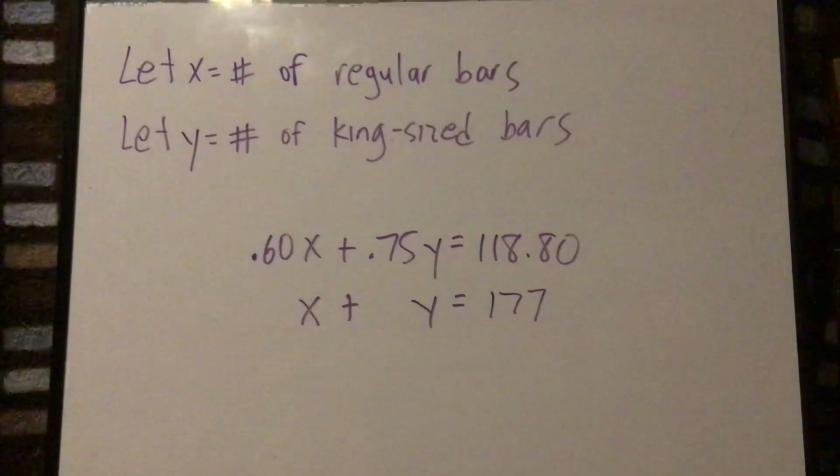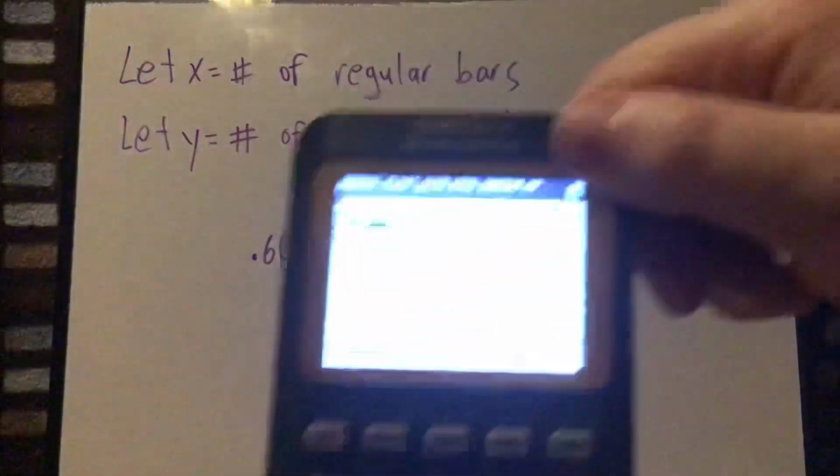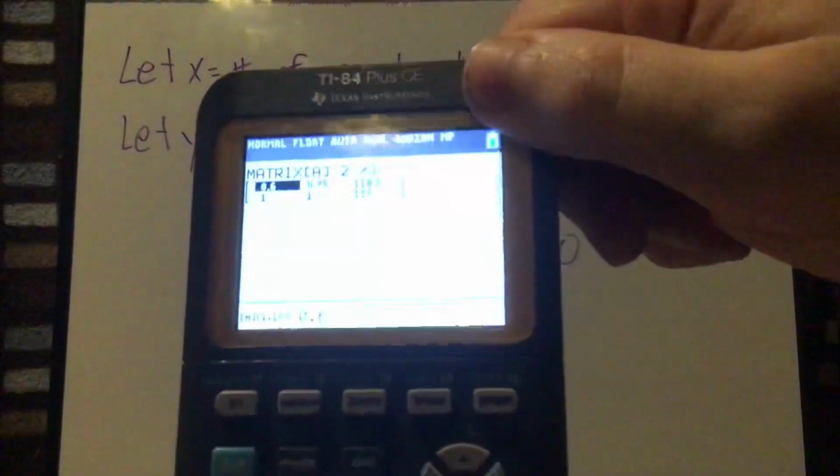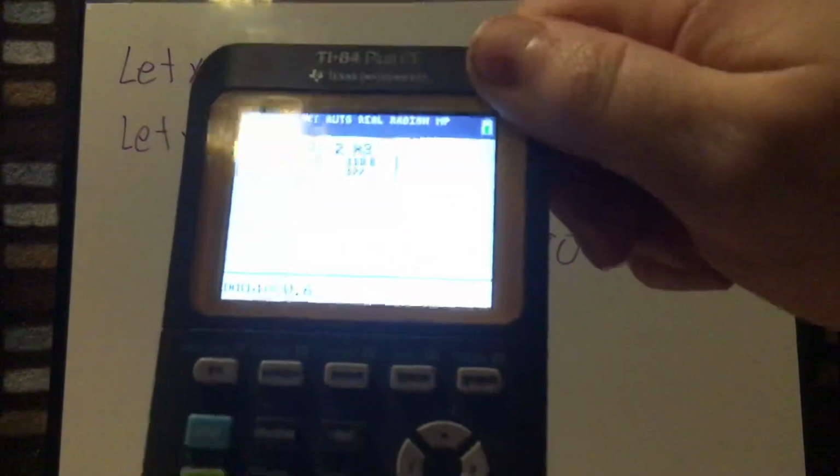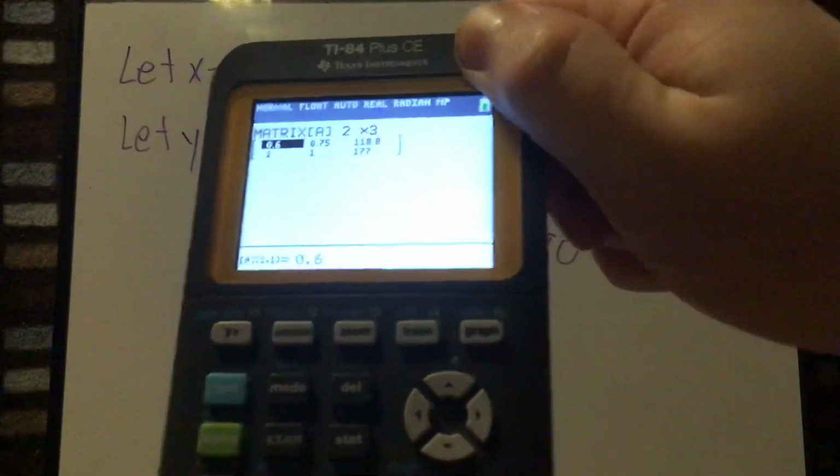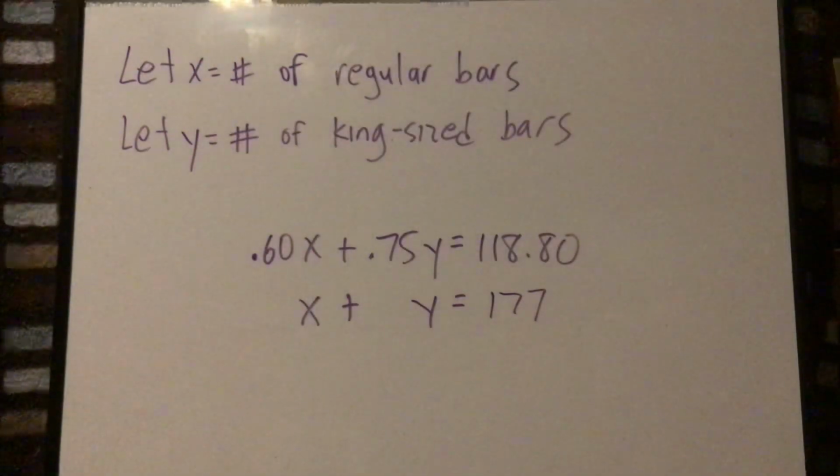So what I'm going to do is enter this into a matrix right now. I'm going to make a 2x3 matrix, and I'm going to put in all of those coefficients in the order that I see them, and the numbers in the answer column. So I'll show you that in a moment. Keep in mind that these numbers are ones. So here's my matrix. I made a 2x3 matrix, and it has those entries. It has the 60 cents and the 75 cents and the $118.80, and then it has the 1, 1, and the 177.